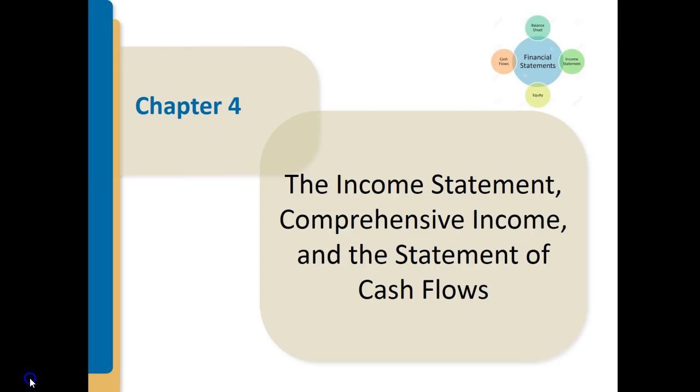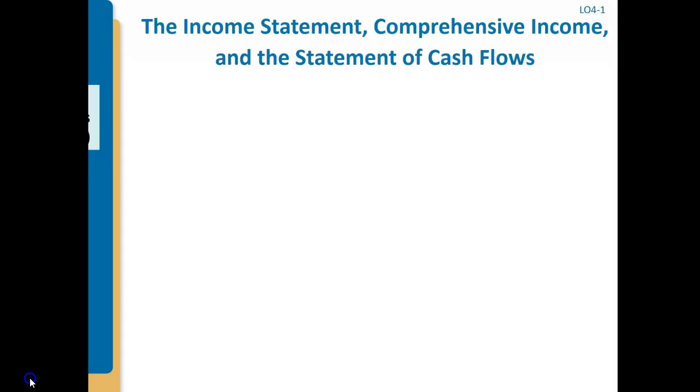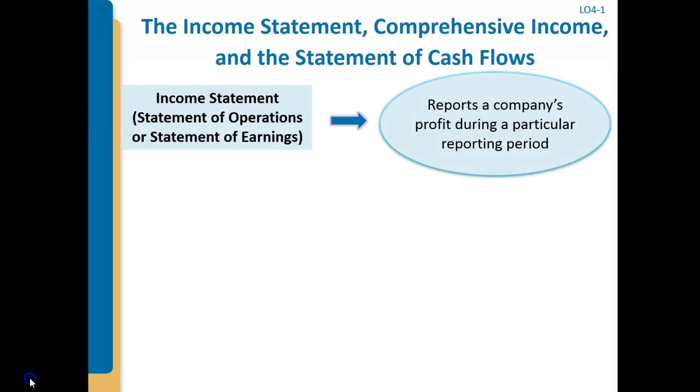So this chapter is going to have three primary goals: to consider important issues dealing with the content, the presentation and disclosure of net income, and other components of comprehensive income. It's also going to provide an overview of the financial statement of cash flows and then examine common ratios we're going to use in profitability analysis.